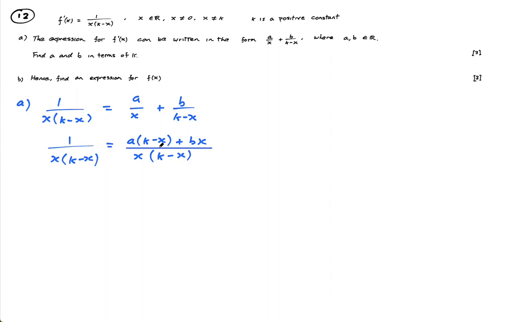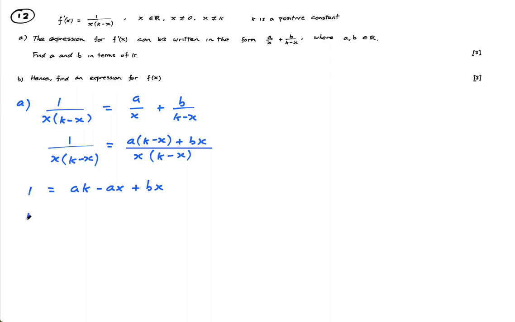Now, if this is equal to this, then the denominators are the same, so the numerators must be the same. So 1 must equal a times k minus x plus b times x. I'm actually going to multiply it out here, guys: ak minus ax plus bx. So it says in terms of k we have to find a and b. What I like to do is equate the coefficients. So we equate the coefficients of x, and we equate the constants.